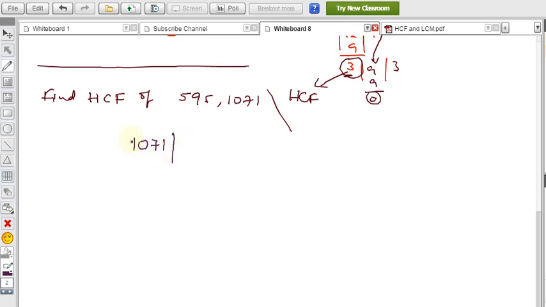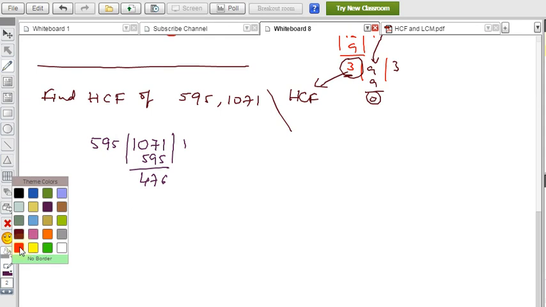Let me take 1071 and divide by 595. So complete the 595 table. 1 times 595 is 595, because 2 times would be more than 1071. Then if you do the subtraction, this gives 476. Fine. Again you have to continue this division.